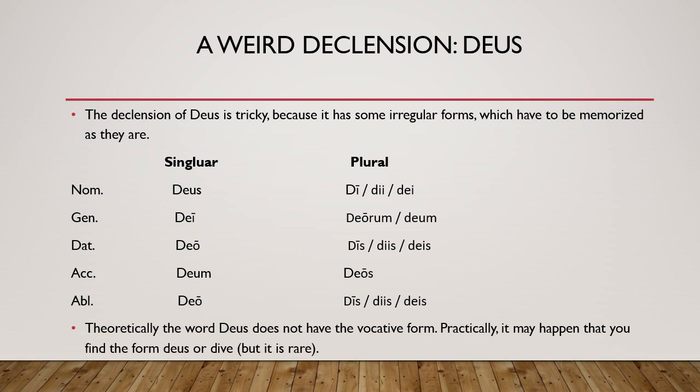So in your textbook you will find that Deus does not have the vocative form. That is not really true. Here the textbook is tricking you. I'm not the only one tricking you here. Because it may happen that sometimes for the vocative you find the form Deus or Dive, but both forms for the vocative are kind of rare.